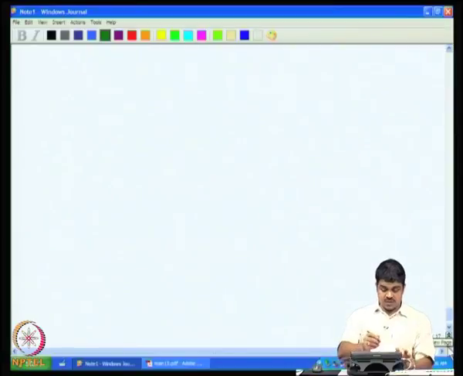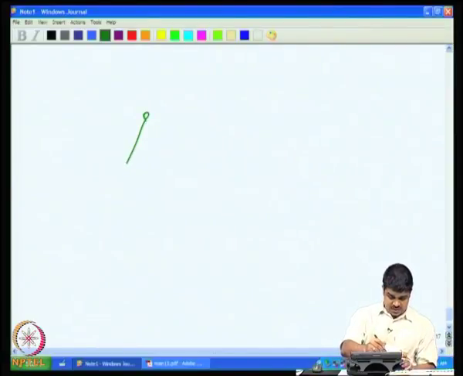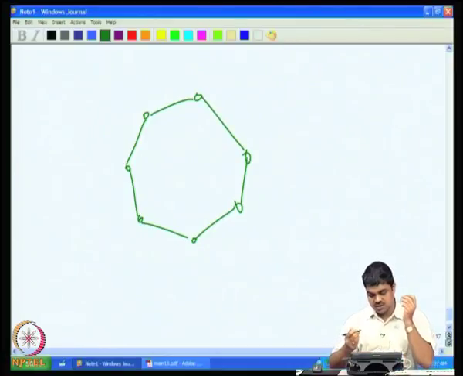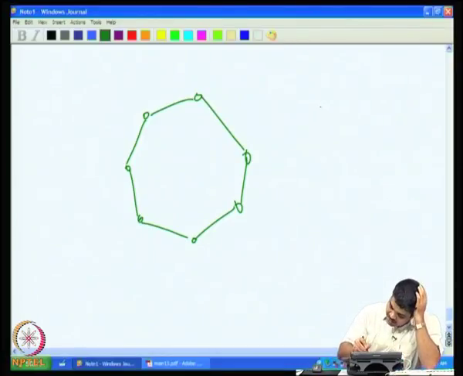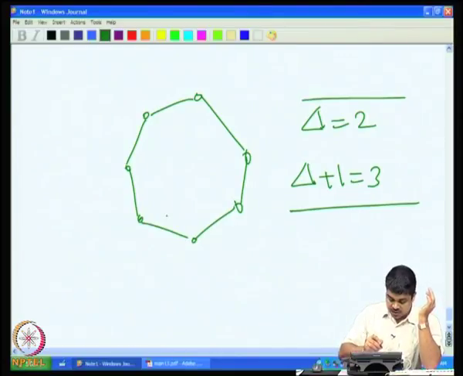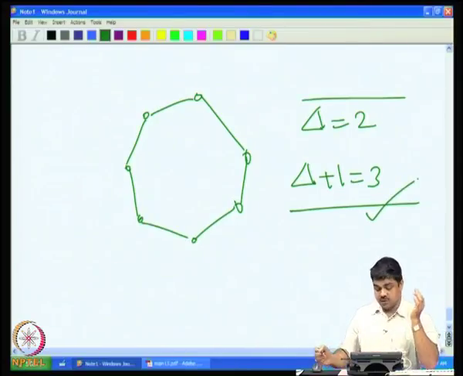So one such example is this. Say an odd cycle, a cycle with an odd number of vertices, say a 7-cycle. How many colors are required? Delta equal to 2 here, the maximum degree is 2. The number of colors required is delta plus 1 equal to 3. So this is also one such situation where delta plus 1 colors are required.